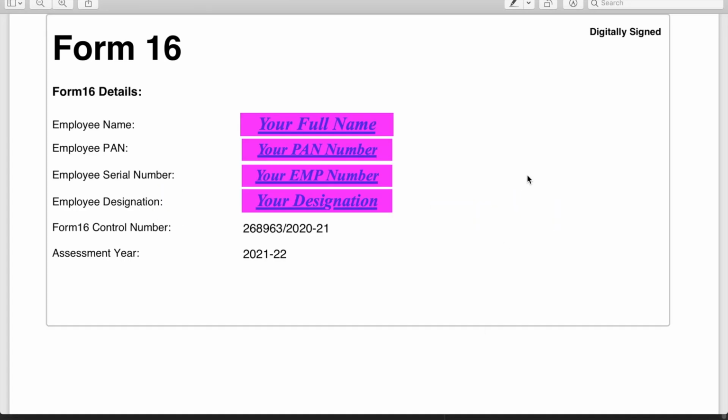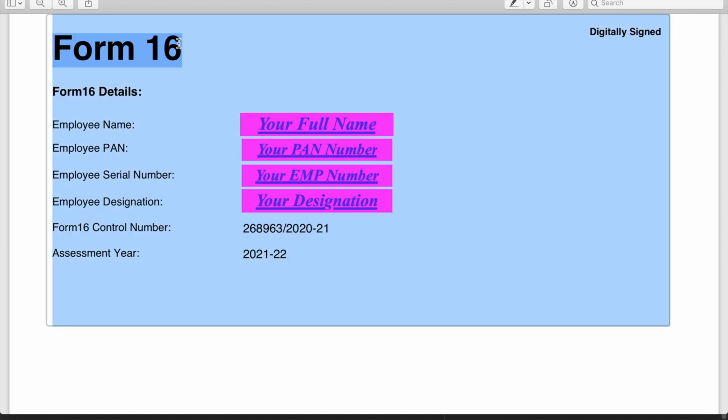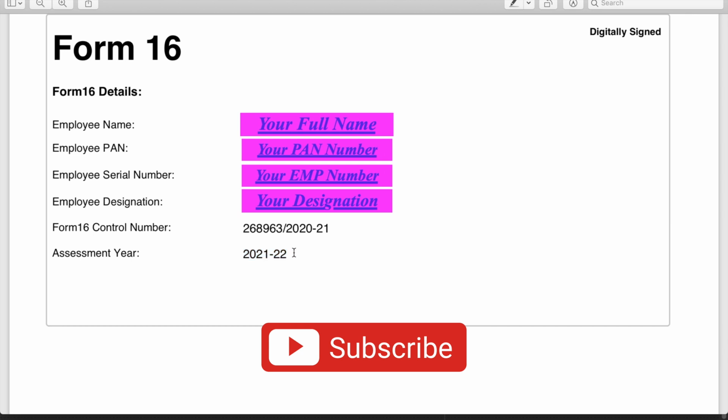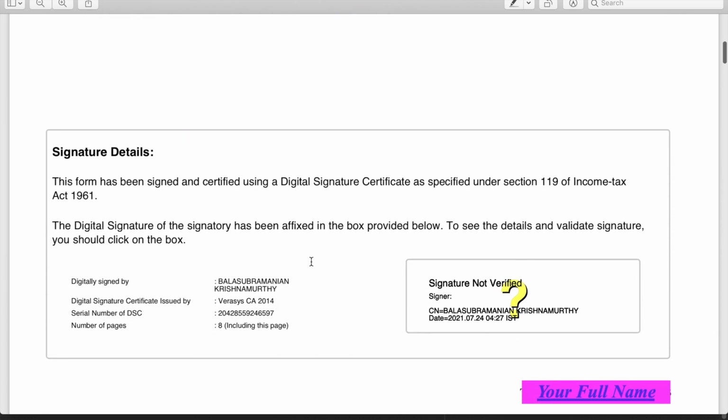The first page of Form 16 will look like this. This Form 16 first page will have some information regarding the employee name, employee PAN number, and employee serial number. That would be our employee number from our employer. In addition to these, we will be able to see the designation and then the Form 16 control number, that is the number issued by our employer to us, and we should be able to see the assessment year. In this case, the assessment year is 2021-2022, but this Form 16 is for financial year 2020 to 2021.